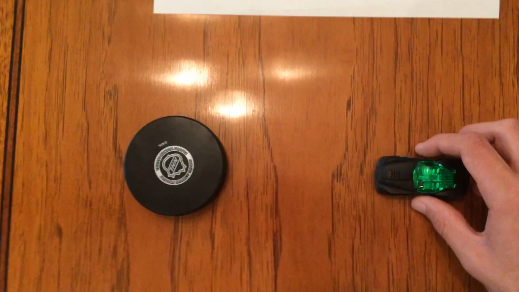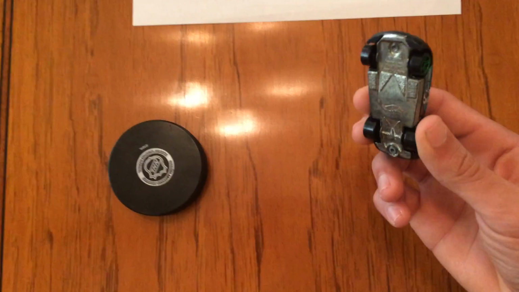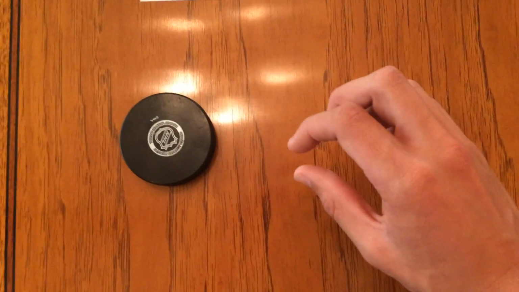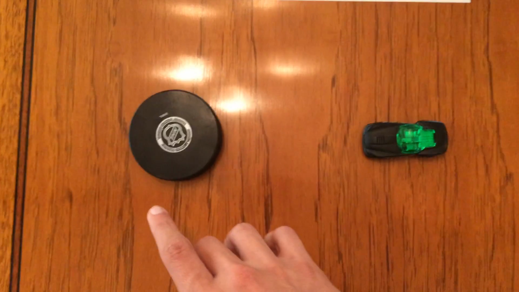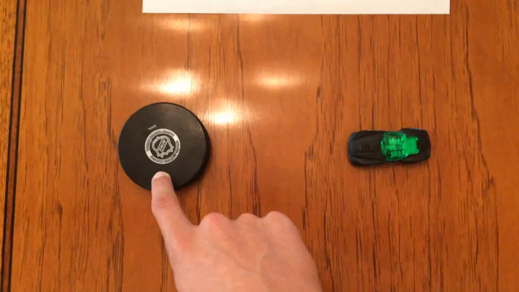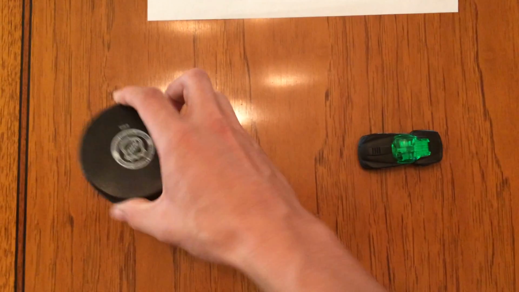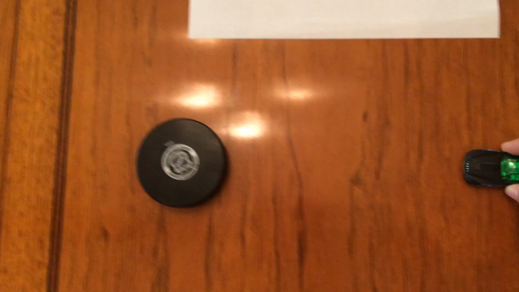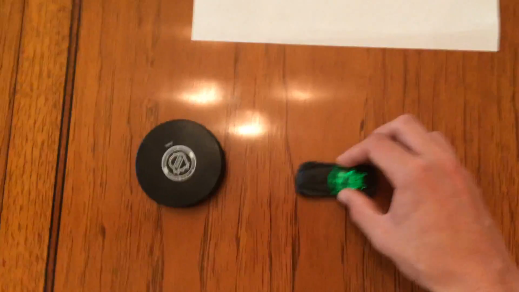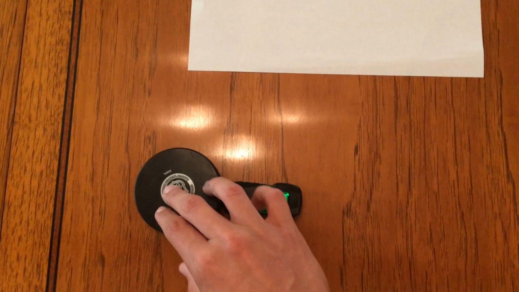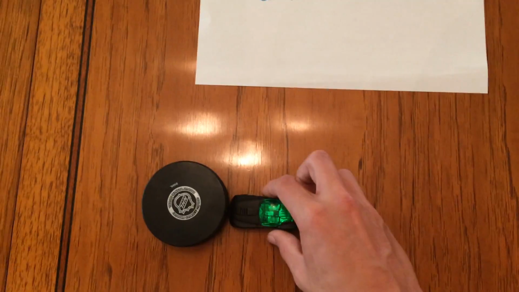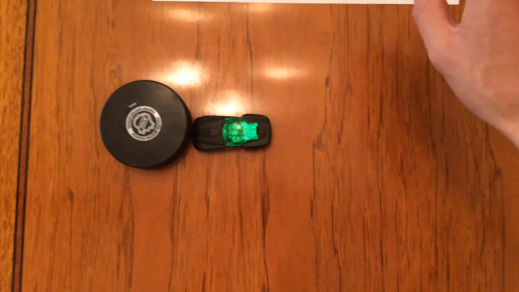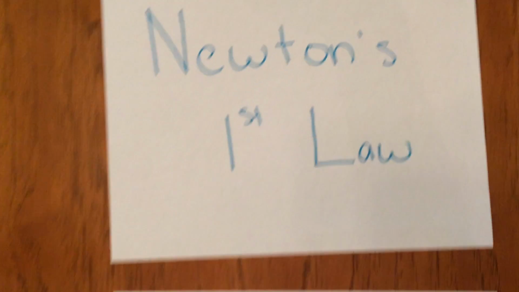Now, to demonstrate the other portion of Newton's law, this demonstrates how an object in motion will continue at the same speed in the same direction until stopped by an unbalanced force, which will be the puck. This demonstrates how the object stayed in motion until the puck applied the force that stopped the car when the car ran into it. This demonstrates Newton's first law.